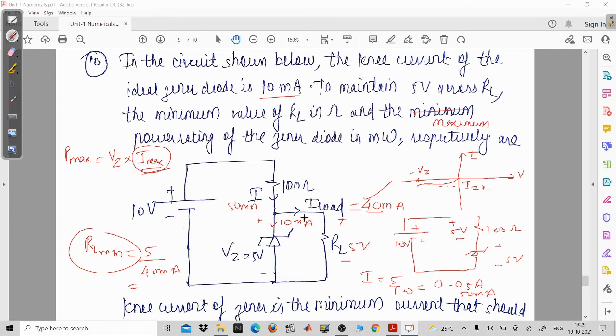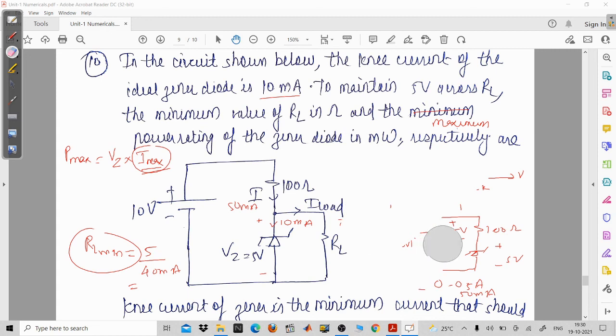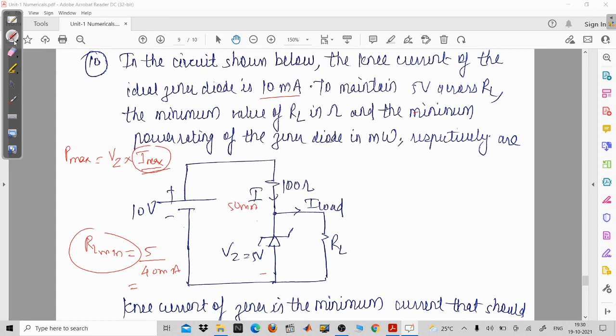So how are you going to find the Imax value? You will have to say that the maximum current should flow through the Zener. It means that there should be a minimum current through the load. Now, what is the minimum value of the current which can flow through the load resistance? Any guesses? I think it should be 0. It means that the entire current of 50 milliampere will pass through the Zener diode.